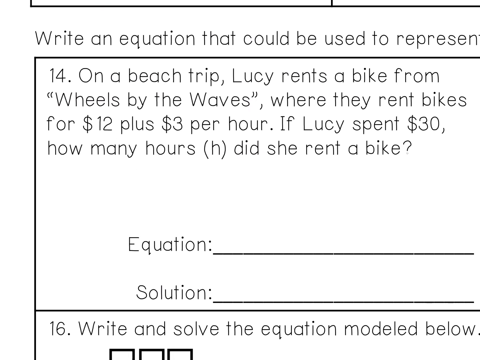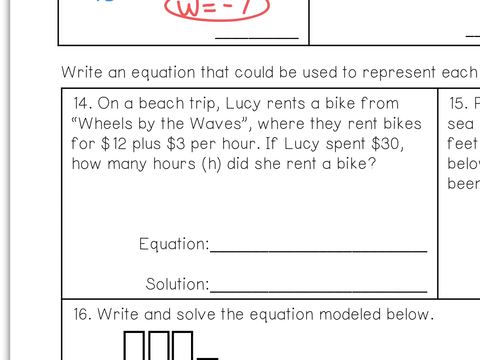Okay, let's look at 14. Question? Okay, on a beach trip, Lucy rents a bike from Wheels by the Waves, where they rent bikes for $12 plus $3 per hour. If Lucy spent $30, how many hours did she ride the bike? Okay, so we have to make sense of that sentence right there. 30 was the total, right? So let's put 30 by itself because that was the total.